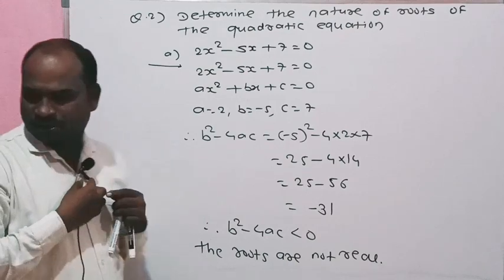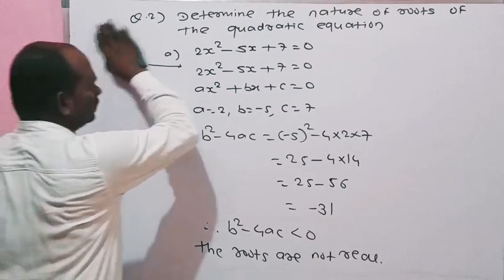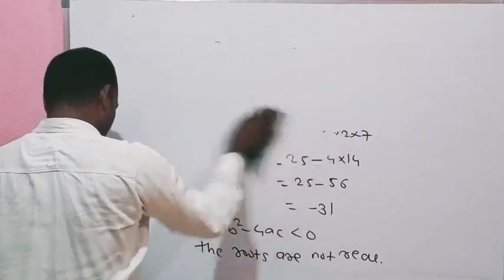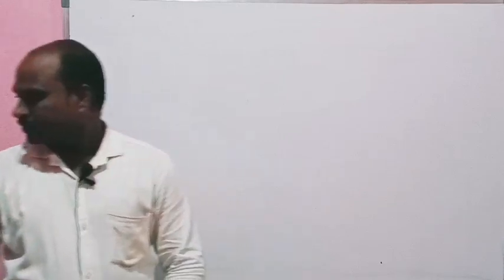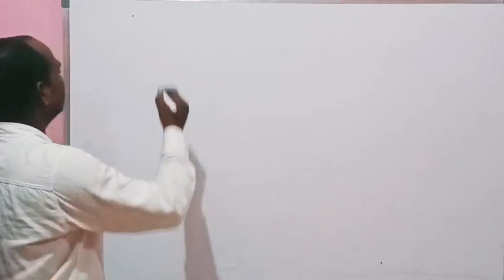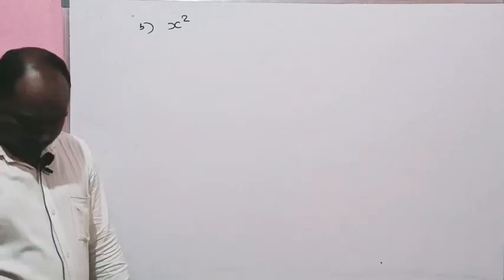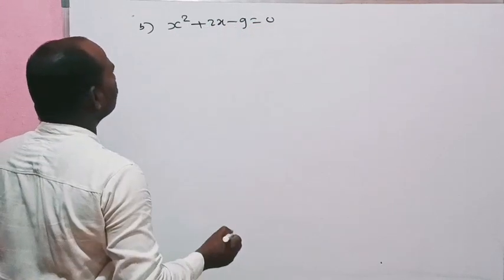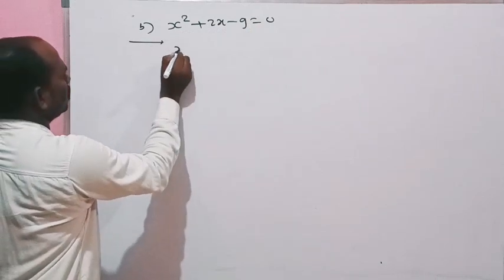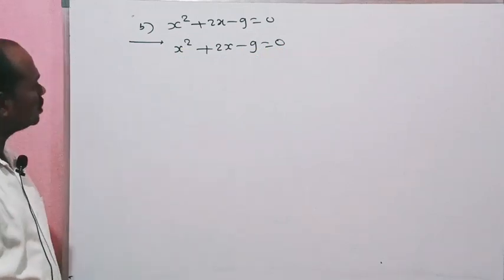Now we can see another example: x square plus 2x minus 9 equal to 0. First, we write it as it is: x square plus 2x minus 9 equal to 0.